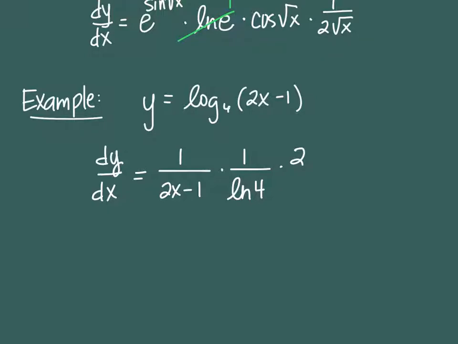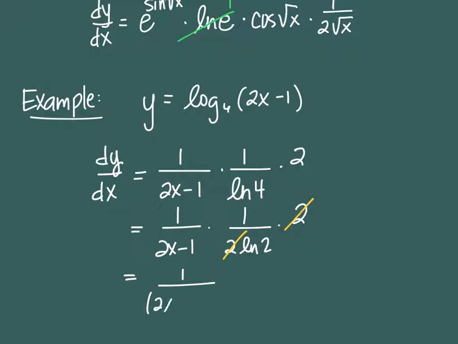Now, how can we simplify that? Well, the natural log of 4 is 2 ln 2, because 4 is 2 squared, and you pull the power to the front, and then times 2, so that allows you to reduce the 2's. And so we're left with 1 over the quantity 2x minus 1 and the natural log of 2.